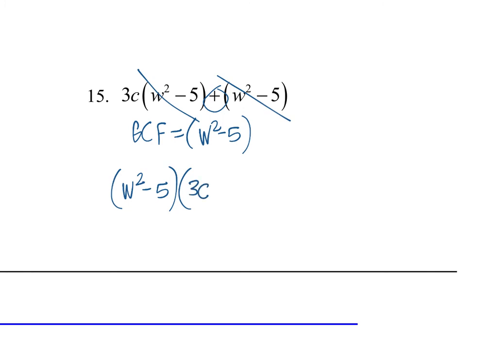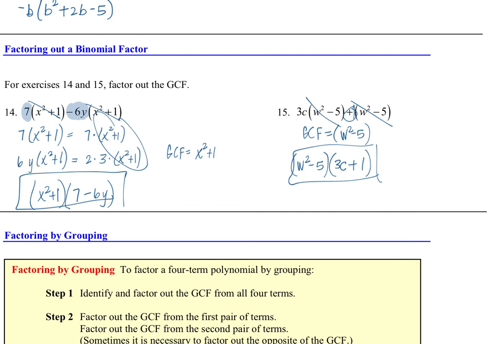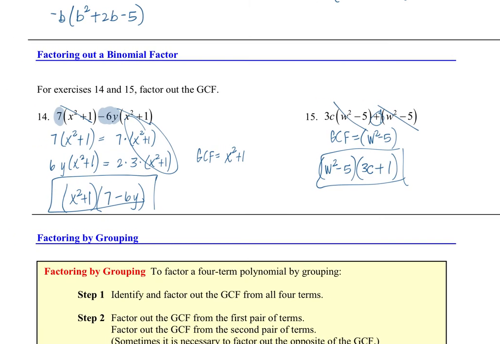And over here, it's kind of weird, isn't it? There wasn't anything in front of it like there was in this one, the 3c in front. So 3c plus what? Because there wasn't anything in front of it. Well, plus 1. Fully factored. So now that we know how to factor out a GCF that is a binomial, right? What they had in common was a binomial, a function instead of just a number.